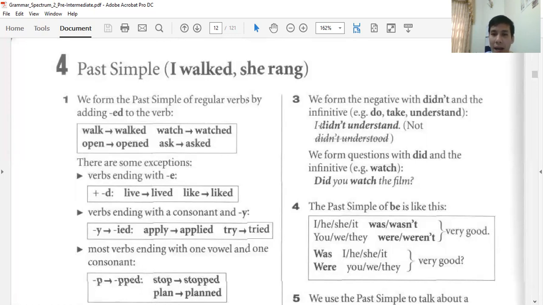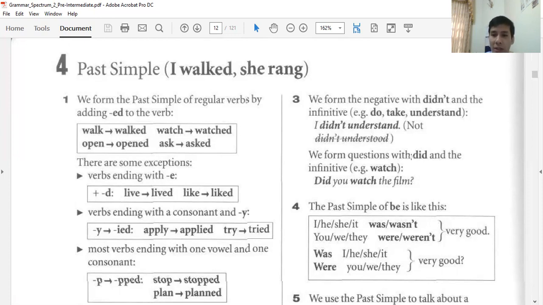Okay, for example, I didn't understand, not I didn't understood. Because understand is the original verb. If we call it infinitive, we cannot change it. When we change to understood, it becomes past. But why can we not use this? We cannot change to understood because we used didn't already. So I didn't understand, not I didn't understood, and that is wrong.